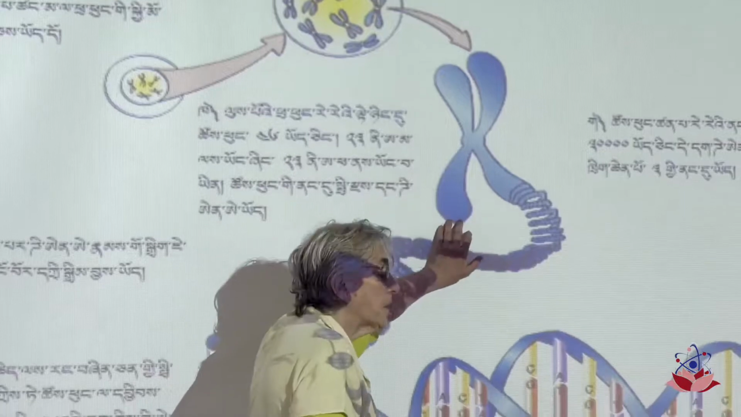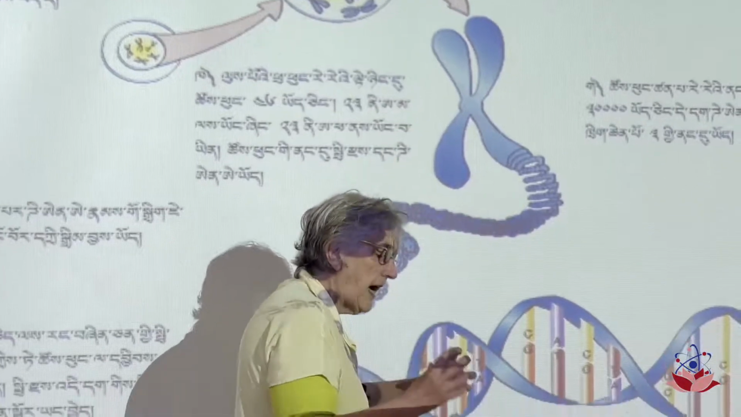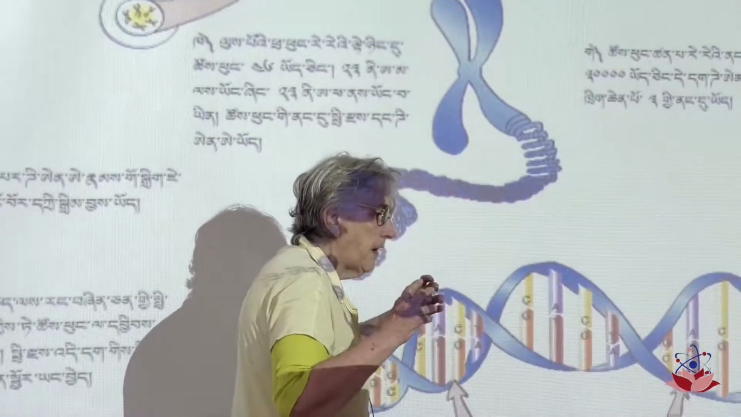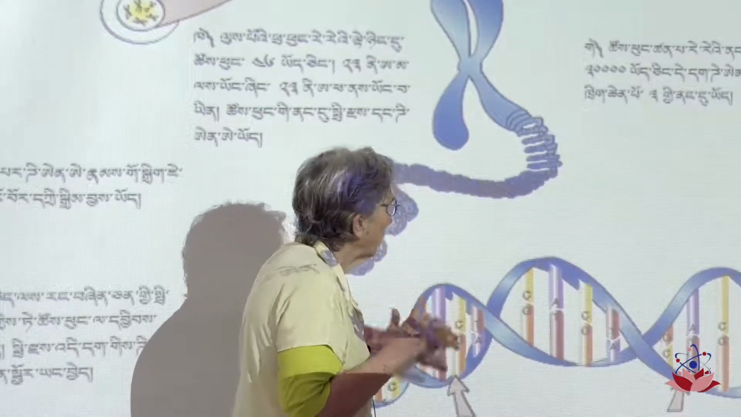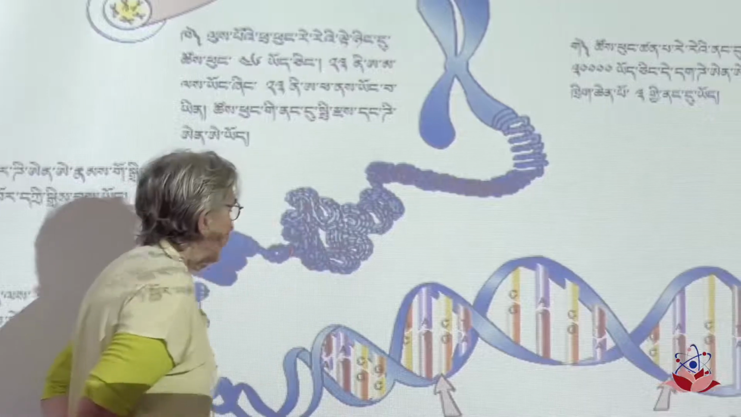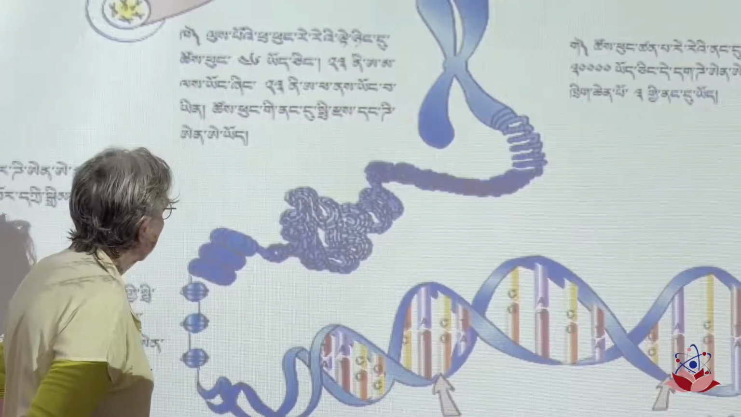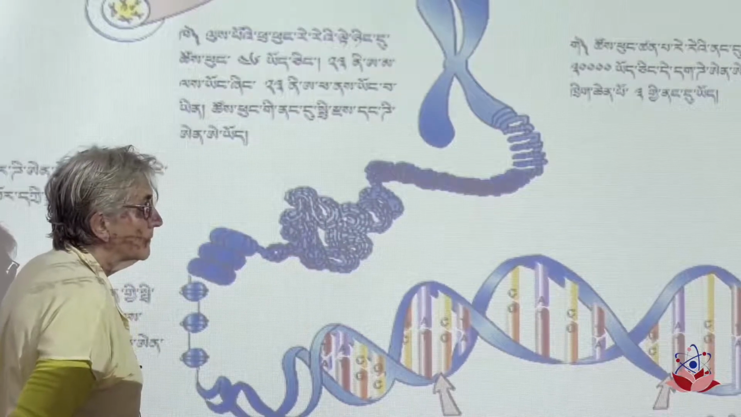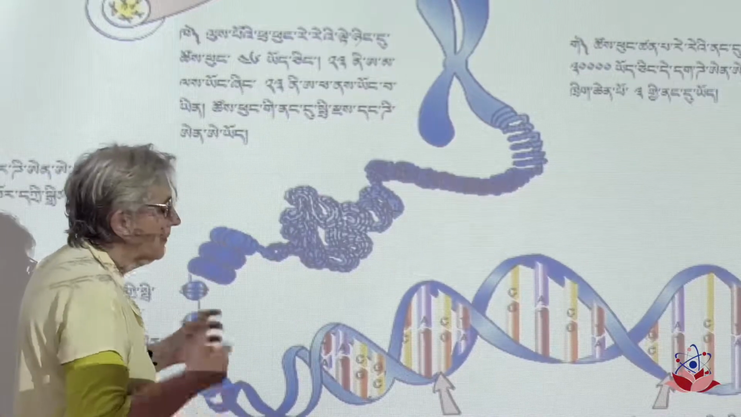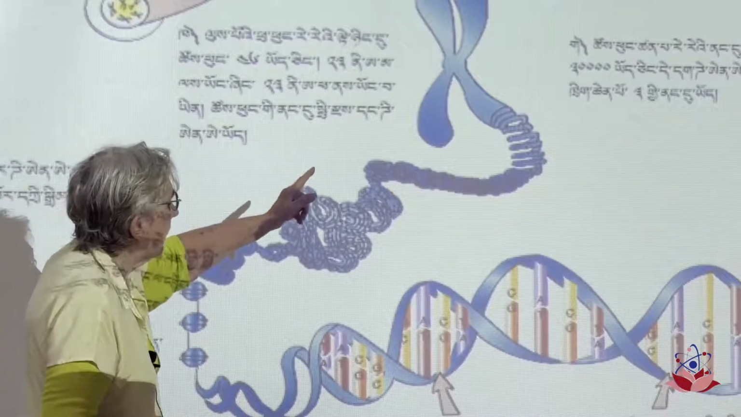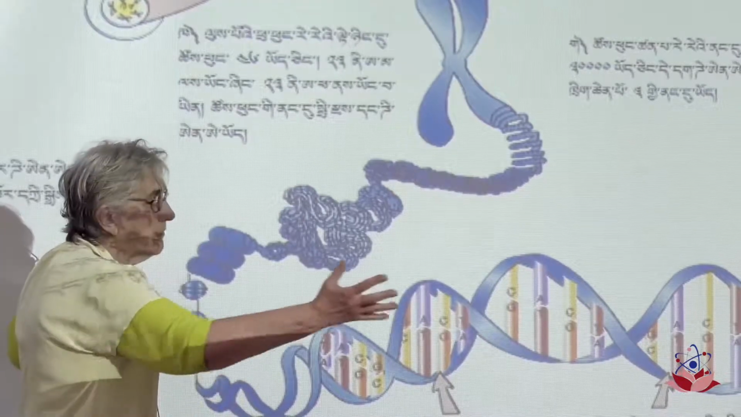This chromosome is a very highly condensed collection of eventually of DNA. It's wound up and coiled up and coiled up until something that we can't even see has a meter of DNA.